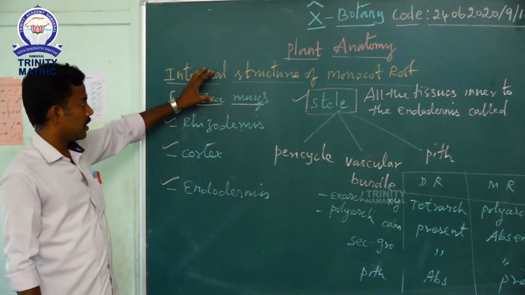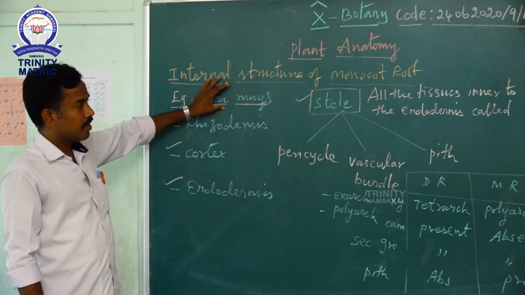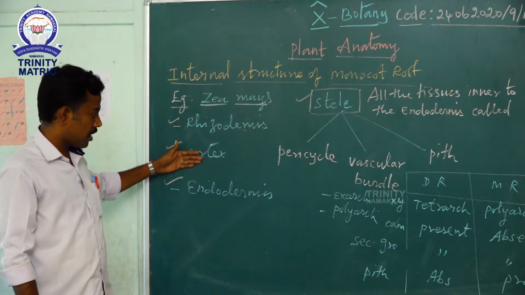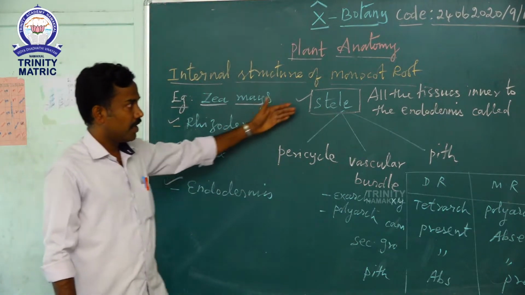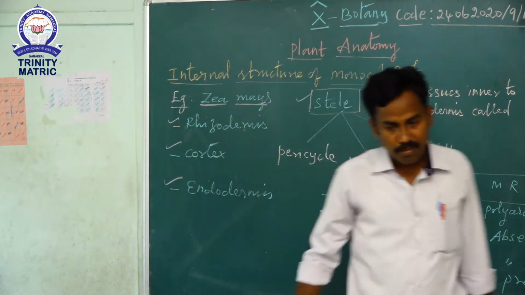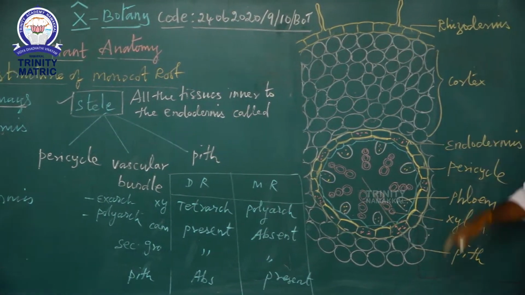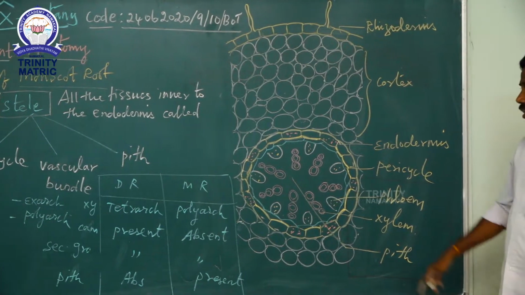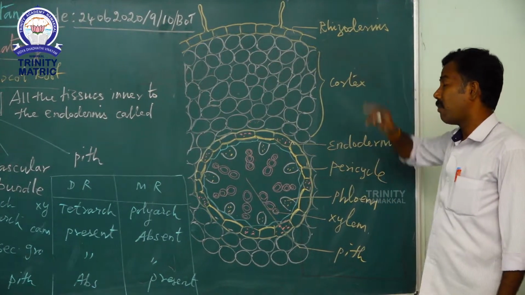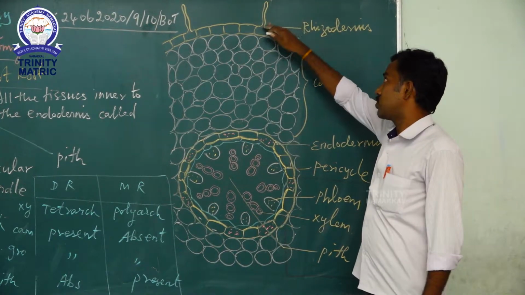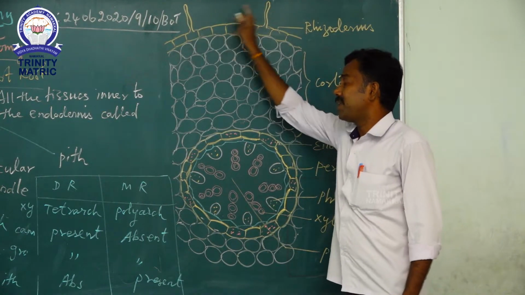In this plant, we cut a section and see the following layers: first rhizodermis, then cortex, then endodermis, then stele. Rhizodermis means the outermost layer of the root. It is also called epiblema. The rhizodermis projects many epidermal outgrowths.